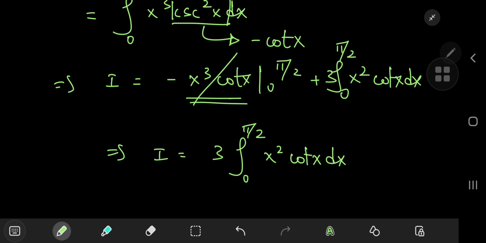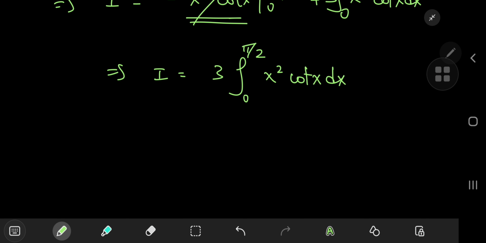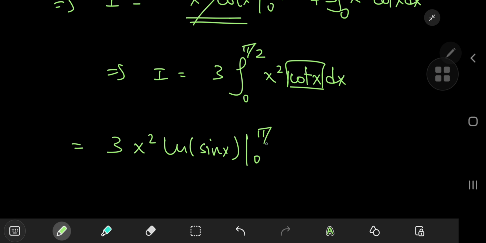And again, you have a nice integration by parts structure. So on integration by parts, you have 3 times x squared times the antiderivative of the cotangent function, which is log sine x, where the limits are 0 and pi by 2, minus 3 times the integral from 0 to pi by 2. The derivative of x squared is 2x. So instead of writing a 3 here, I have 3 times 2, which is 6, times x times the logarithm of sine x dx.